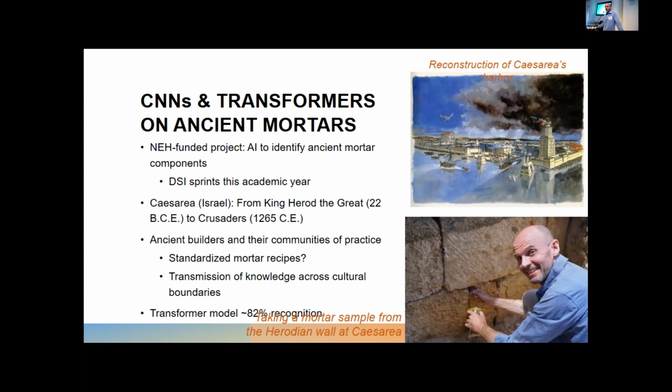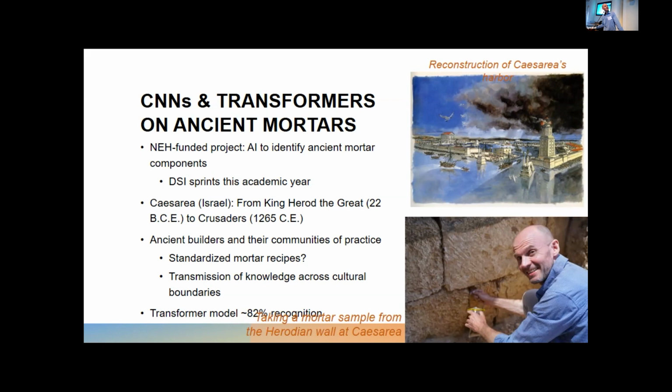So in the fall we used CNNs, convolutional neural networks, to analyze at least the experimental samples of different mortar constituents, to see whether we can pick out and identify these different constituents. What is still missing is to see how well it does when we apply it to actual archaeological samples. This semester, literally as we speak, we are applying transformer models to the same problem to see whether there's any difference in how they perform.